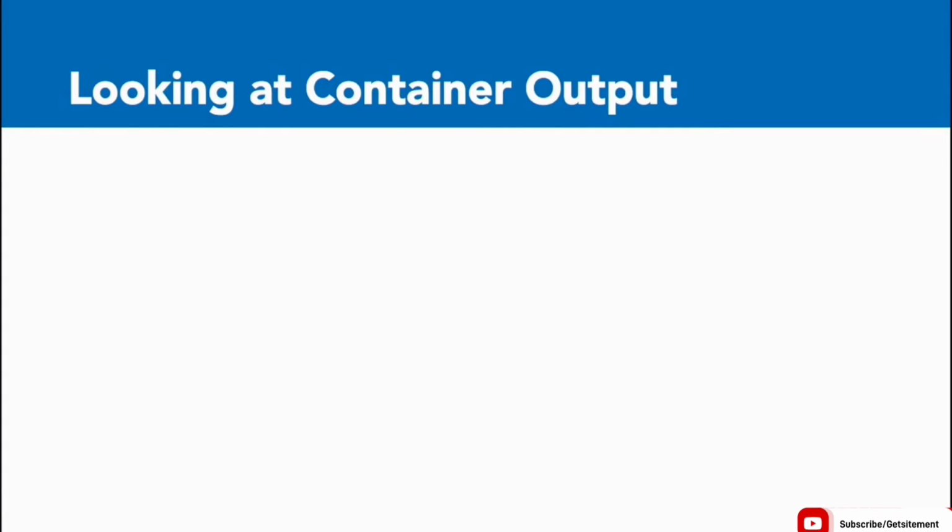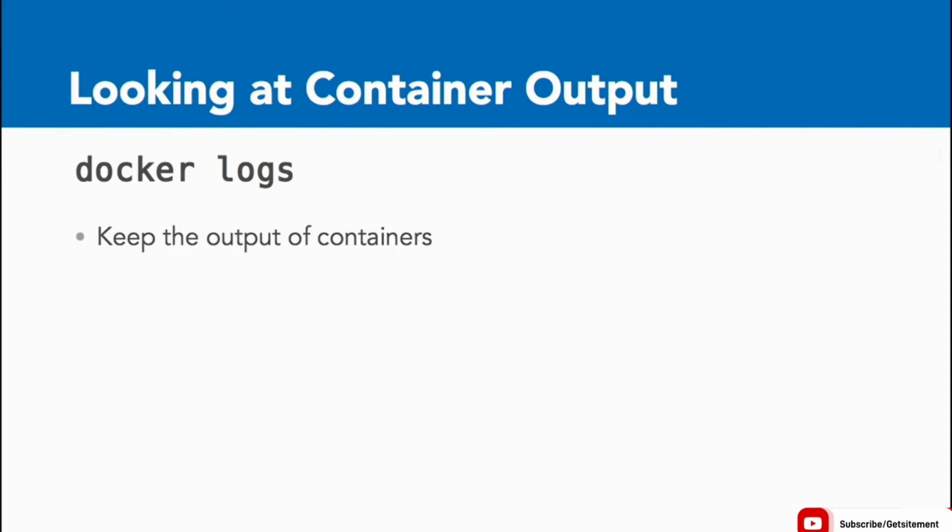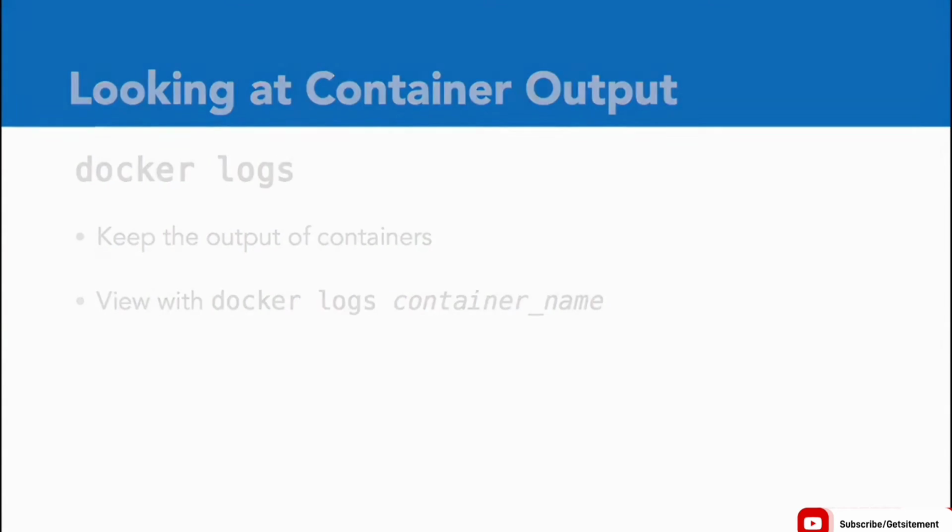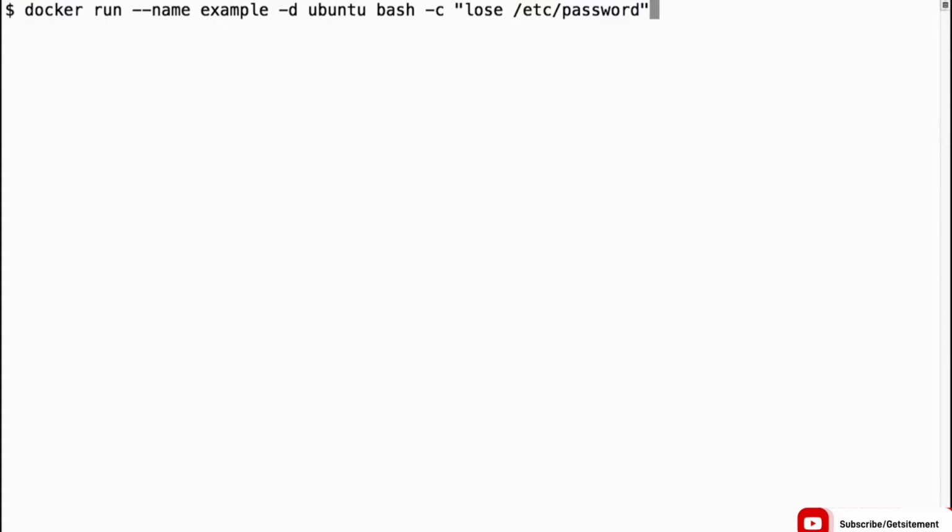Looking at the output of a container that's already finished is something that can be very frustrating. You start up the container, it didn't work, and you want to find out what went wrong. The docker logs command is the key for this. Docker keeps the output of the container available. It keeps it around as long as you keep the container around, and you can use docker logs container-name to look at what the output was.